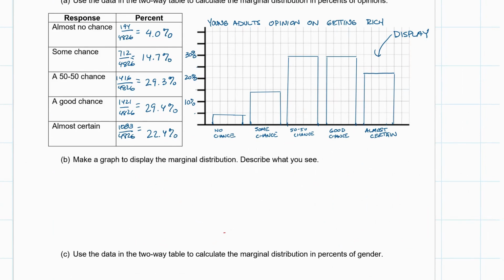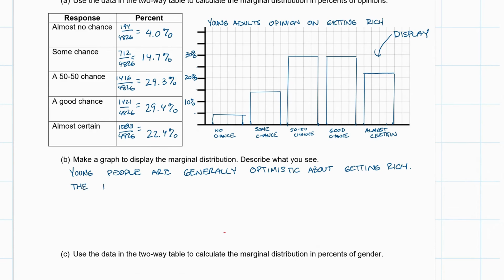Now, what do we see? What I see is that I think that young people are generally optimistic about getting rich. Now, that's a statement. What I really want to do is link that statement to what I see in the graph.